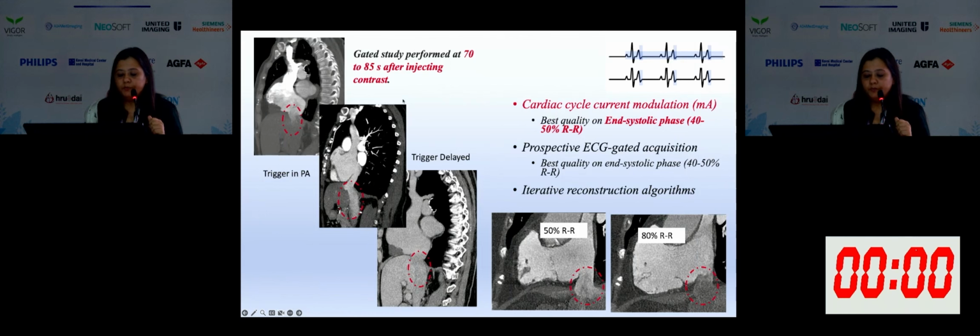Now, one more important point is you could trigger at around 70 to 85 seconds trigger delay, where you can see the IVC filling much more beautifully instead of an early pulmonary or a late trigger. Cardiac modulation should again be done at end systolic, and you can do a prospective end systolic if there is no atrial fibrillation.